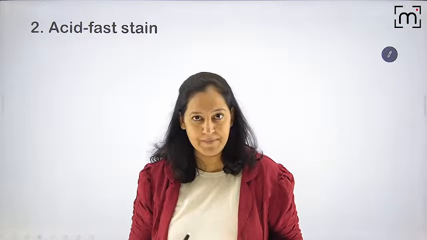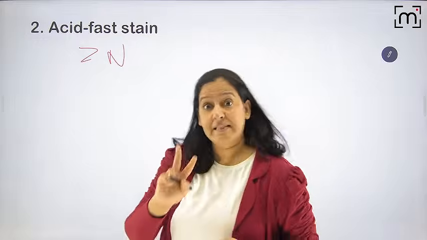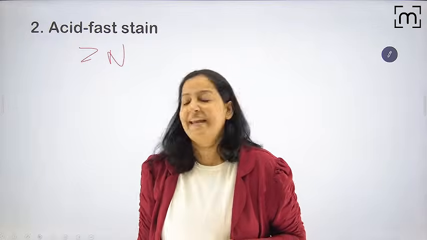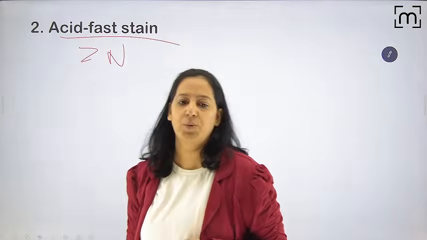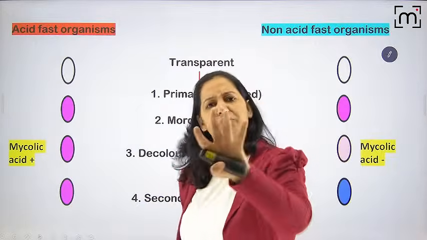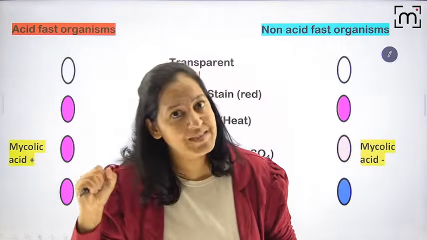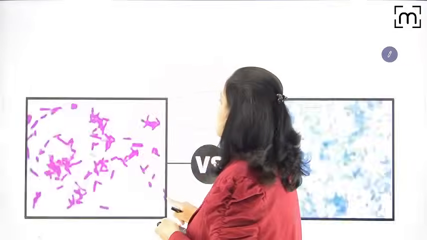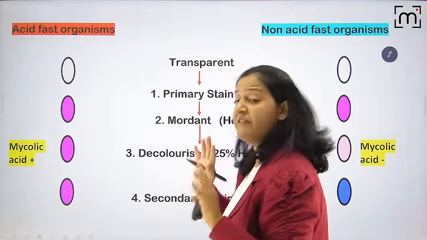So you learned the principle, you learned the procedure, you learned the interpretation. Now coming to Ziehl-Neelsen stain, the second type of differential stain. Ziehl-Neelsen stain, also known as acid-fast stain. Okay, here also there are 4 steps. Now you have to tell me the difference between these 4 steps and the 4 steps of the Gram stain. Let me tell you what the 4 steps are. Never forget the basics.